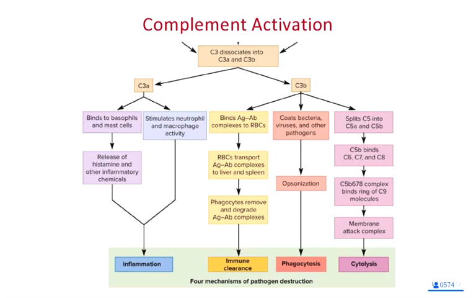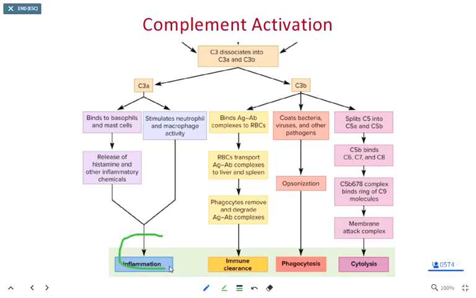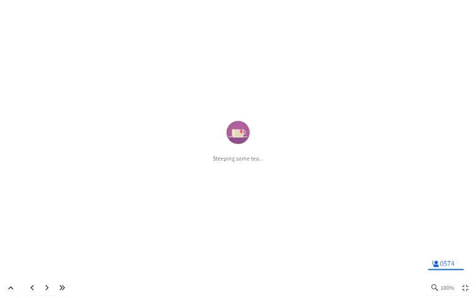This is a good summary slide talking about those 4 responses. I'm going to skip over this since we just had 2 slides on this, but I liked this and I want to include this part of your figure from your textbook because it summarizes the steps of inflammation, immune clearance, phagocytosis, and cytolysis.